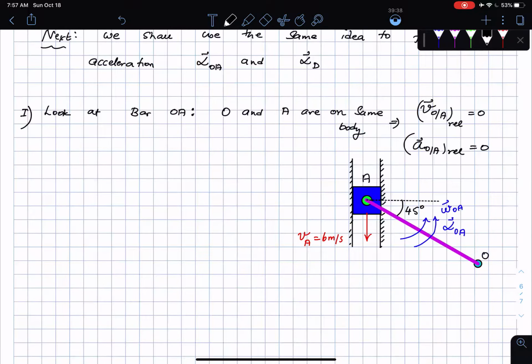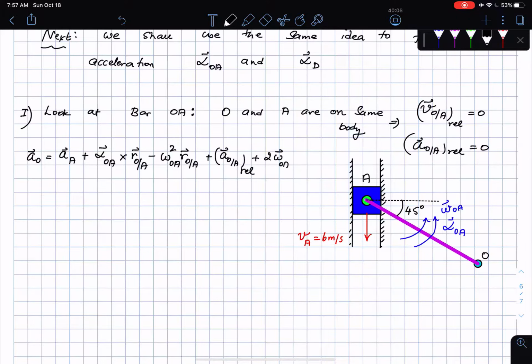Now I'm done with omega OA, so I know the direction, and I'm going to write the general acceleration expression. So acceleration of O is acceleration of A, and then I'm going to have alpha OA crossed with R O slash A, minus omega square OA, the scalar quantity, multiplied by R O slash A. I'm going to have A O slash A relative, and then 2 times omega cross the relative velocity, but we know that this term is gone, that term is also gone.